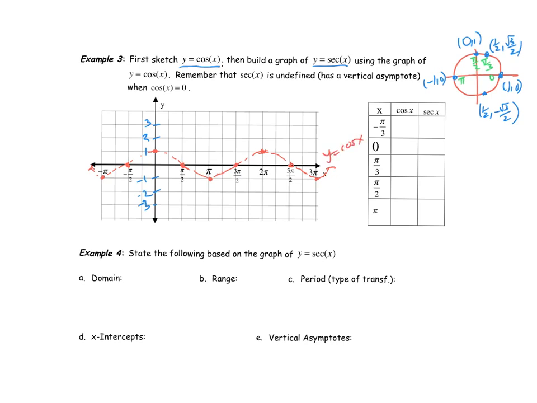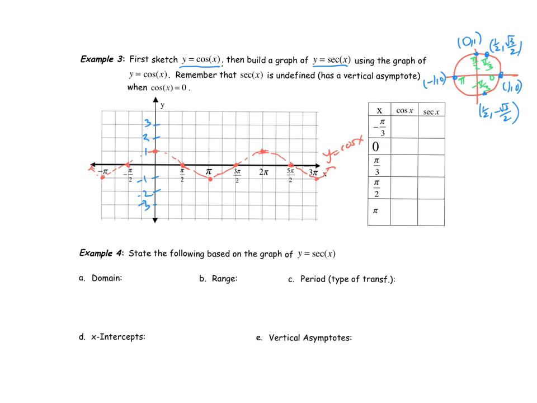Next I want to get a few points on the secant graph, which is the reciprocal of cosine. So I'm going to look at the unit circle up here. Negative pi over 3 is this point right here. Actually, I could put the angle in. I didn't put that in. So this is negative pi over 3, coterminal to 5 pi over 3. And the value for cosine at negative pi over 3 is 1/2.